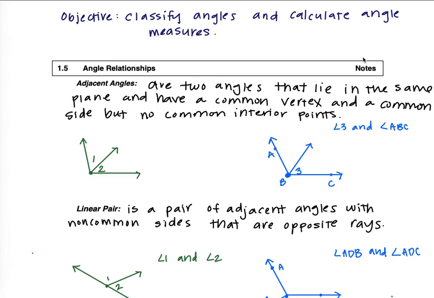So we're going to start by talking about the definition of adjacent angles. Adjacent angles are two angles that lie in the same plane and have a common vertex and a common side but no common interior points.